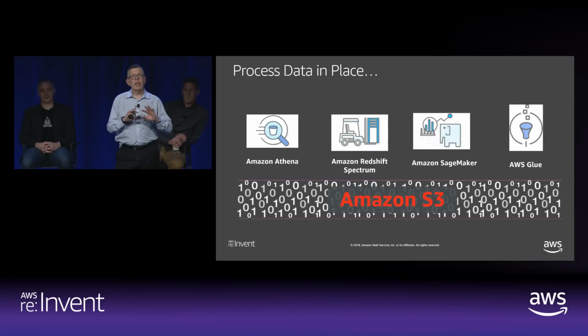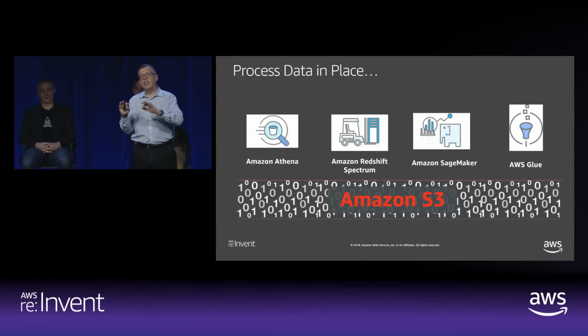But ultimately, we want to try to, as much as possible, heavily leverage process data in place, because this means you're going to focus on using the functionality you want to get value out of data without having to move data between different tools. You bring the tools to the data. So once you have it in S3, you can start to use things, as I mentioned earlier, like Athena for ad hoc query, Redshift Spectrum for data warehouse type scenarios, SageMaker for model training at scale, and AWS Glue for things like cataloging and transforming your data in place.